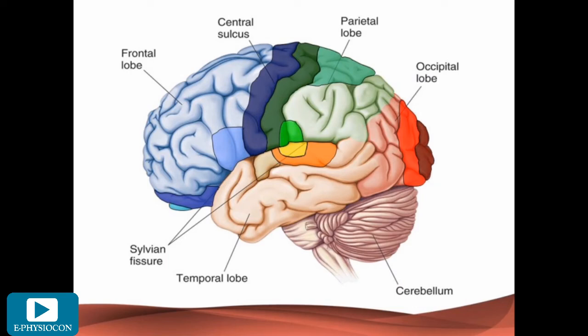In this picture, we can see the brain very clearly. The blue color is the frontal lobe. The dark blue color is the precentral gyrus. Between the precentral gyrus and postcentral gyrus, there is the central sulcus. Green color is the parietal lobe. Red color is the occipital lobe. In the occipital lobe, there are the cortical regions. Light brown area is the temporal lobe. Between the temporal lobe and the frontal and parietal lobes, there is the Sylvian fissure, or we can say lateral sulcus.